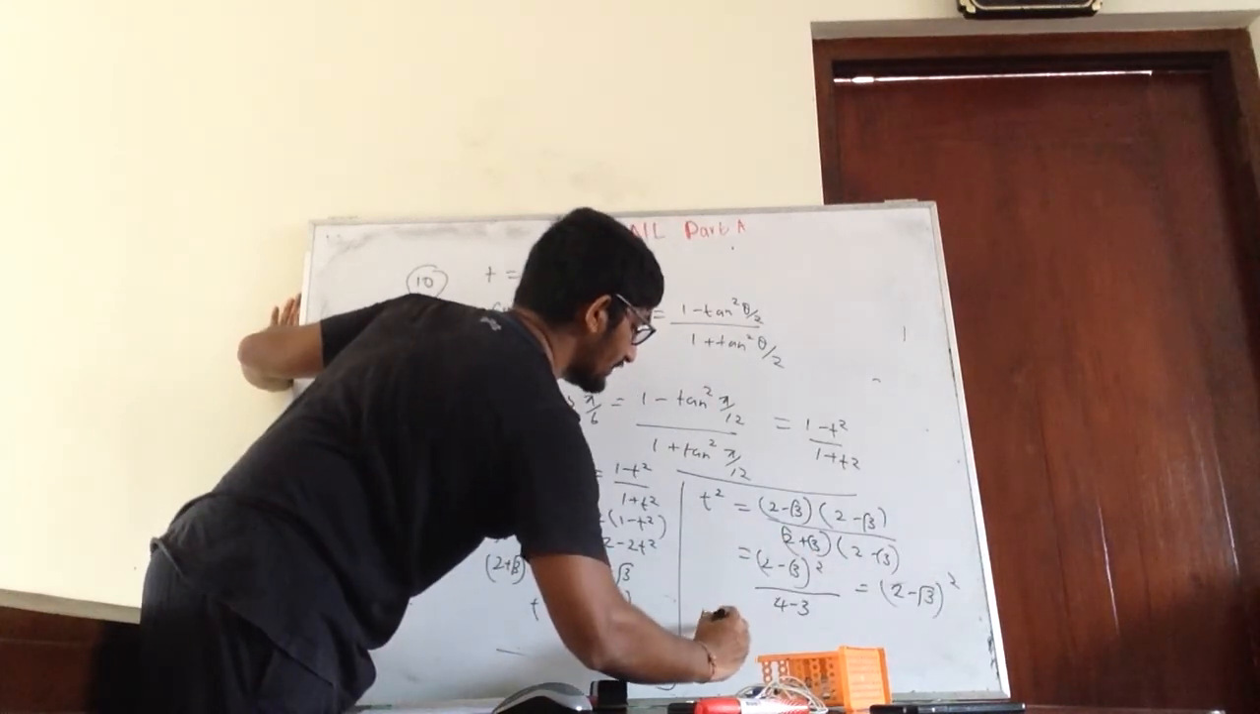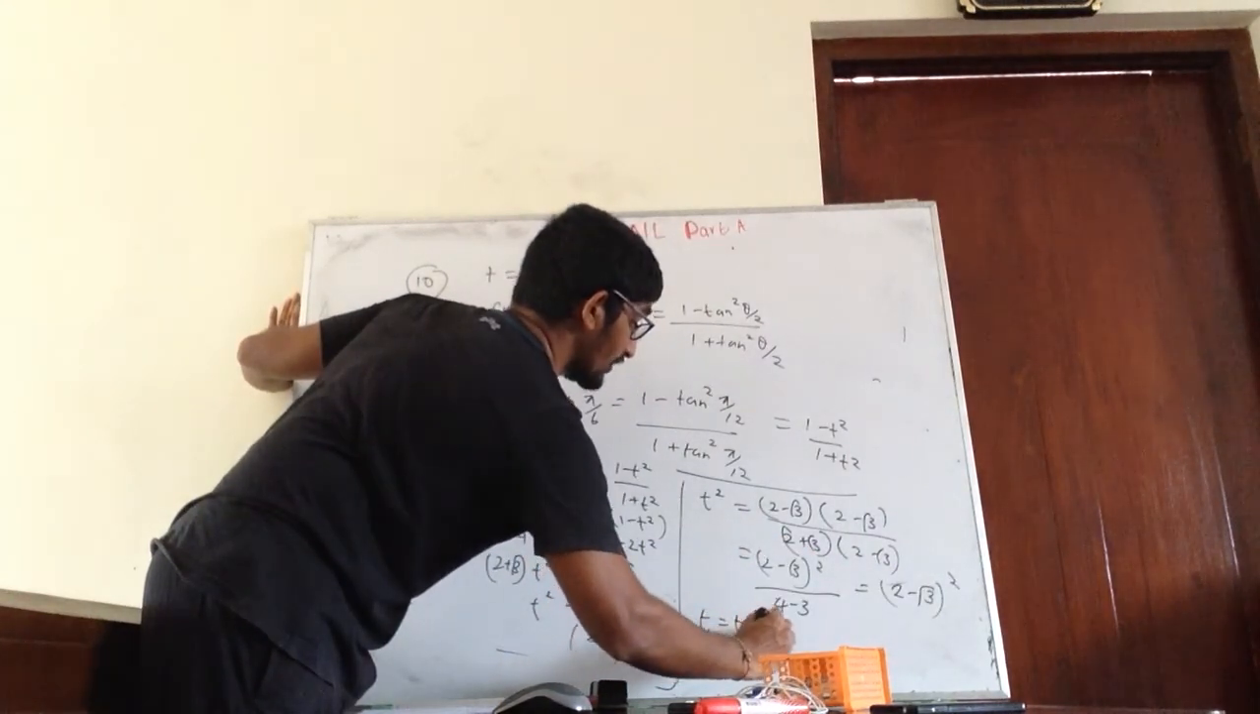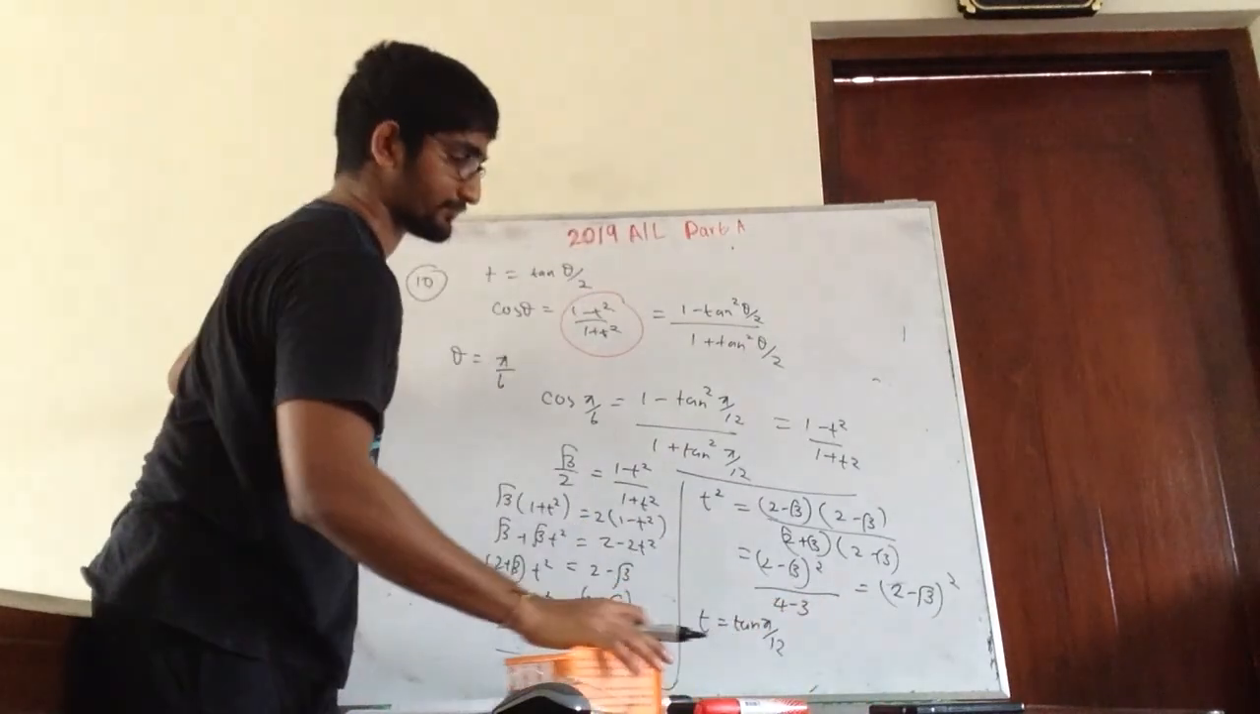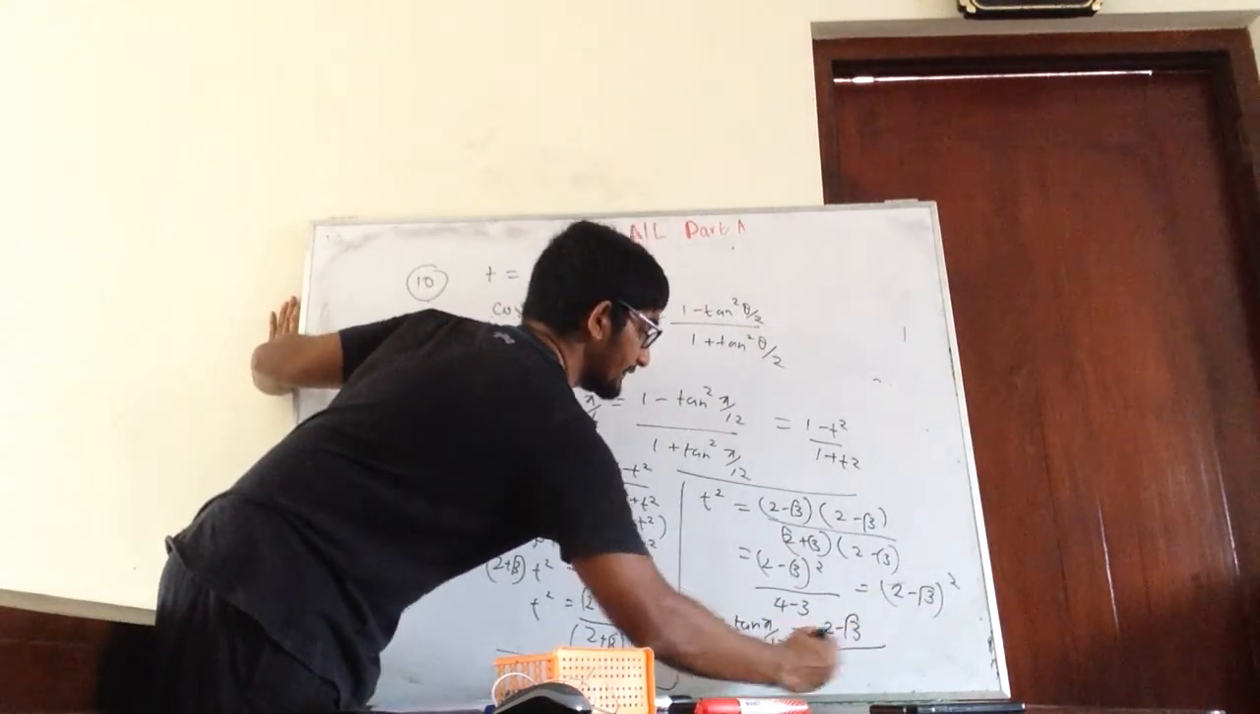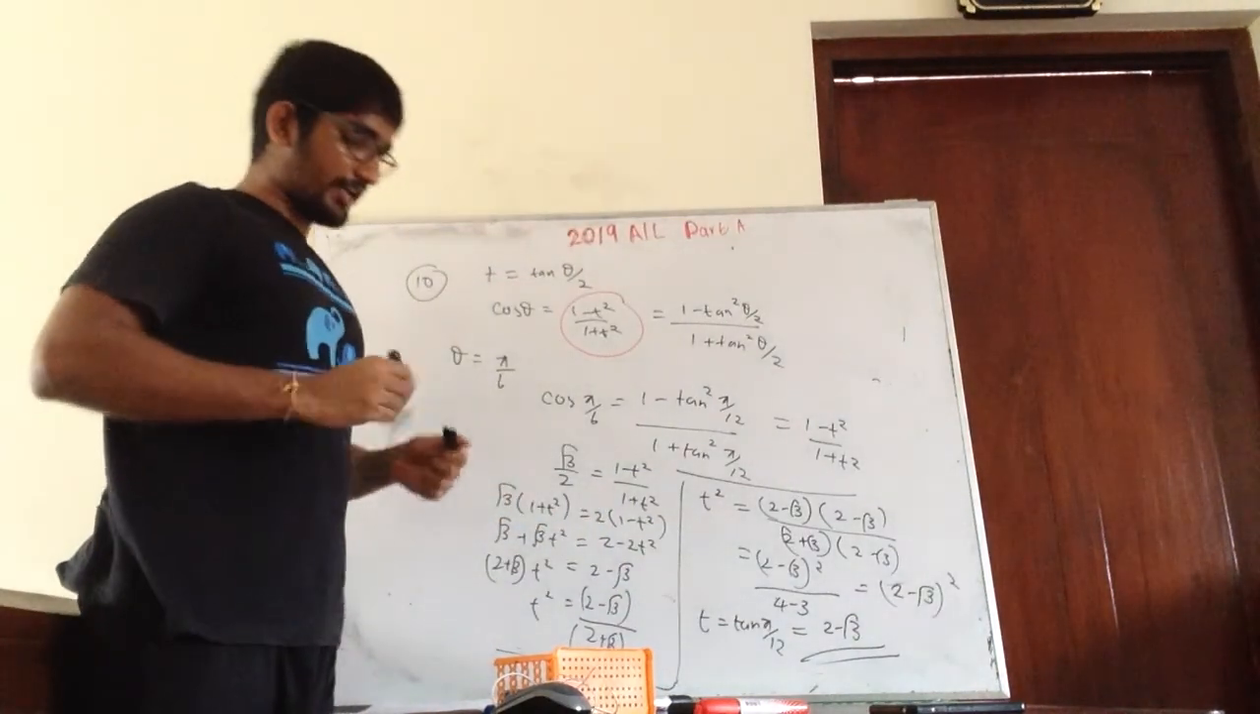So t, which is basically tan 5 pi over 12, will be 2 minus square root 3. So that ends the question.